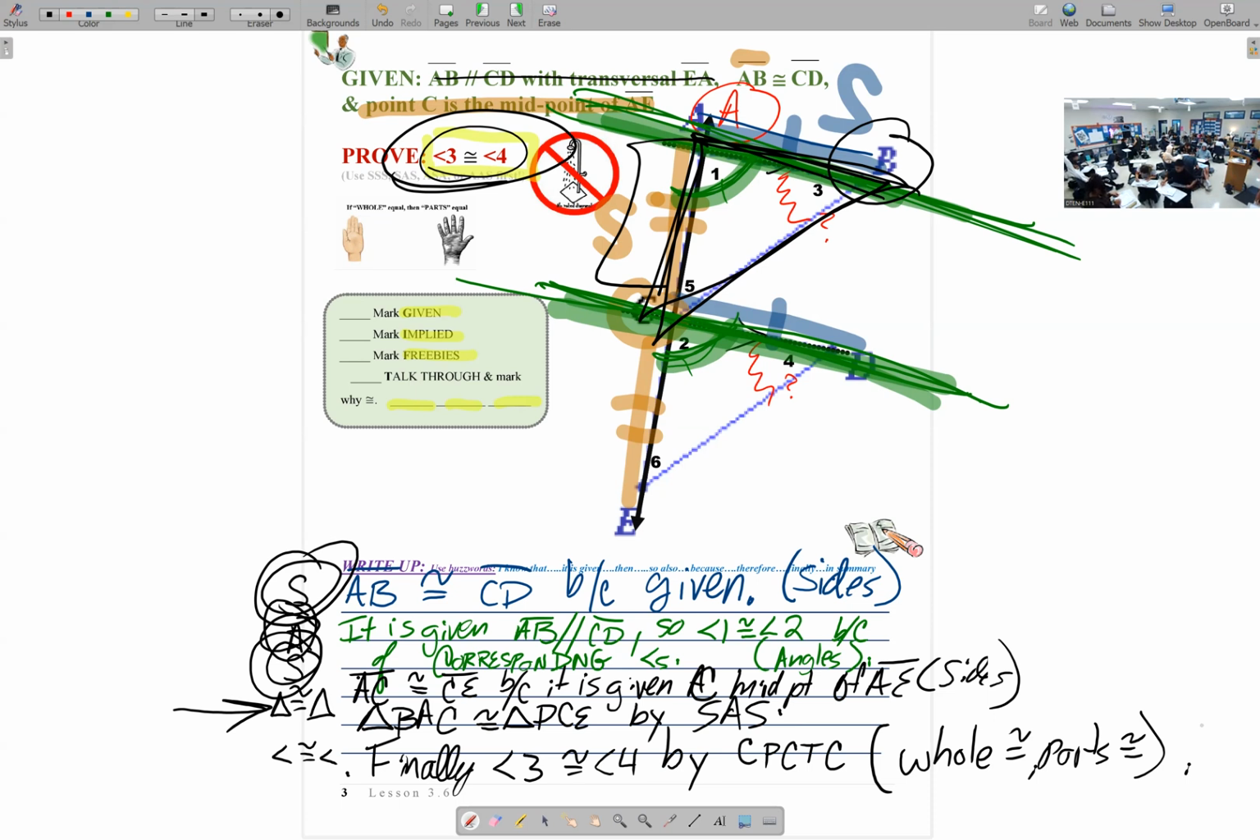Which side has nothing? You're right. There's a name for it. It's congruent to itself. Congruent to itself. That's right.